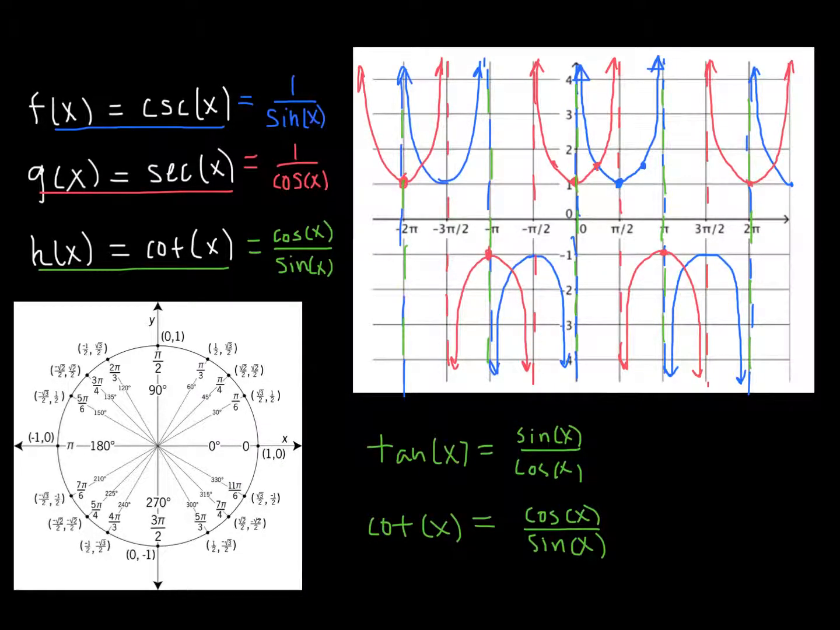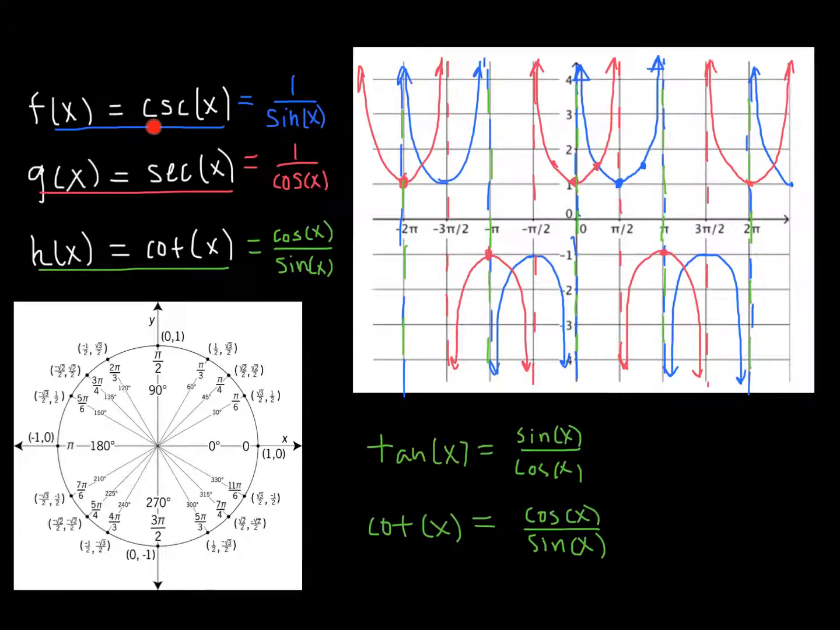So as you can see, cotangent is undefined. It has asymptotes in the same places that cosecant does. And that should make sense because you're dividing by sine of x for both, and when sine of x is 0, they're both going to be undefined. And sine of x is, of course, 0 when x is 0, pi, 2 pi, and so on and so forth. And so the asymptotes of cotangent and cosecant are the same.